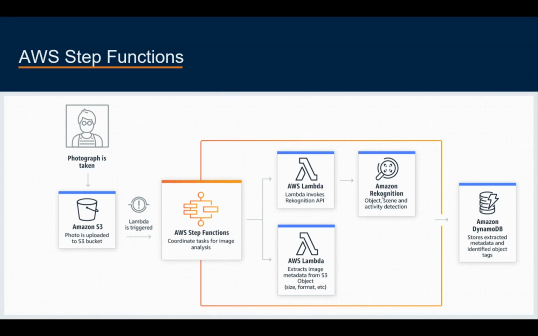So as you see in the picture here, the photograph gets uploaded to the S3 bucket, and then the step function gets executed. Step functions is again an amalgamation of multiple Lambda functions which get executed in a particular order.